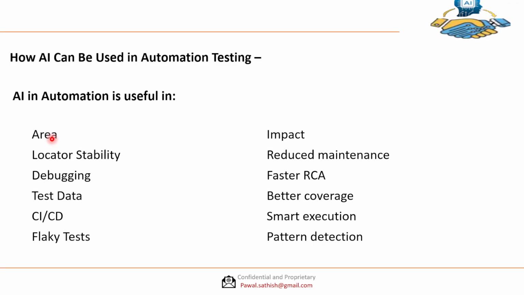So here you can see AI in automation, as we discussed: locator stability, whose impact is that it reduces maintenance. We'll also use AI in debugging, for faster RCA, root cause analysis. We'll understand test data, so we cover better coverage. Then CI/CD smart execution and flaky test pattern detection. A flaky test means sometimes our scripts pass and sometimes they fail, so AI identifies the pattern and gives the solution.